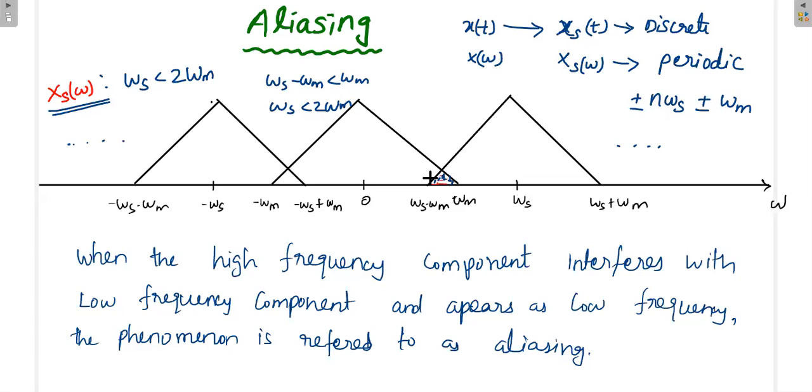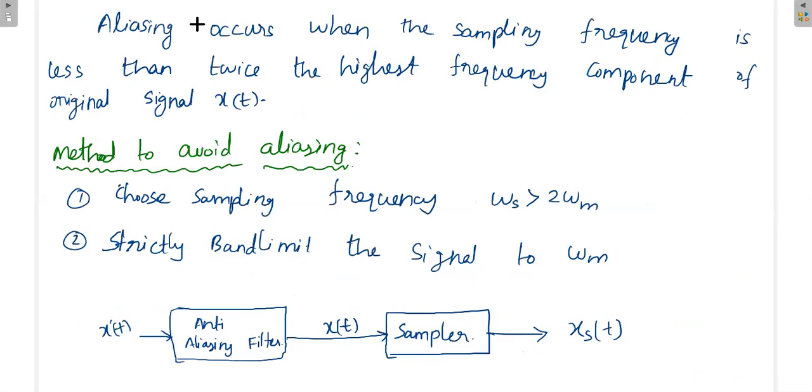Why? Because if you see here, finally the spectrum will go like this. Again, from this shape we cannot recover back our original spectrum, the original triangular shape. That is the problem of aliasing. How to overcome aliasing? First, what is the definition of aliasing? Aliasing occurs when the sampling frequency is less than twice the highest frequency component of the original signal. That means if omega s is less than 2 omega m, then definitely aliasing will occur.